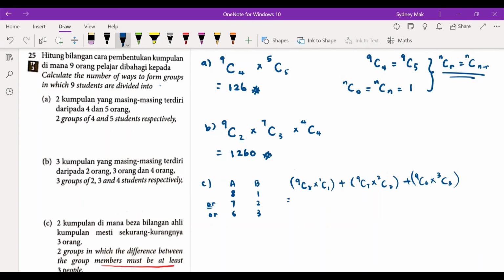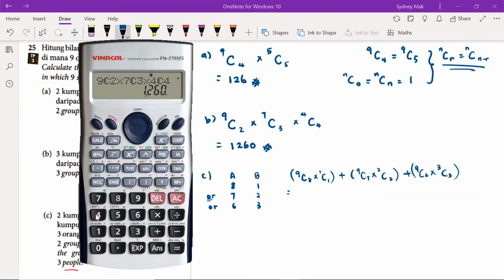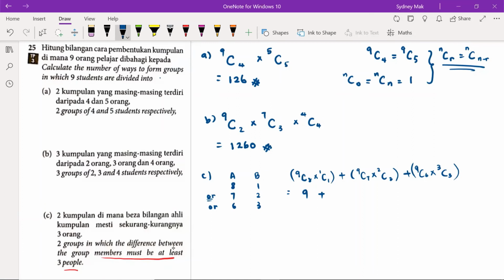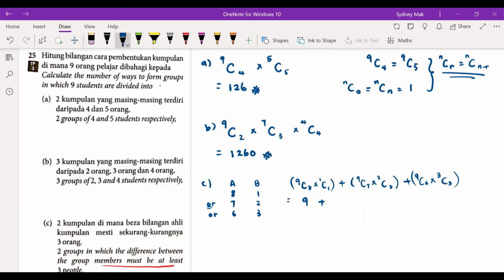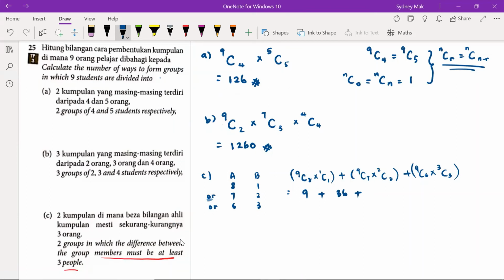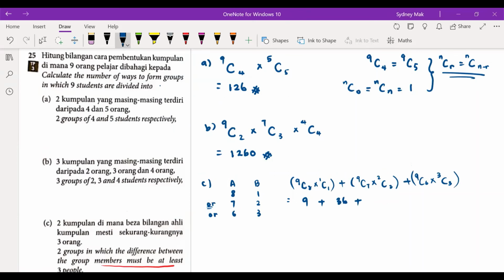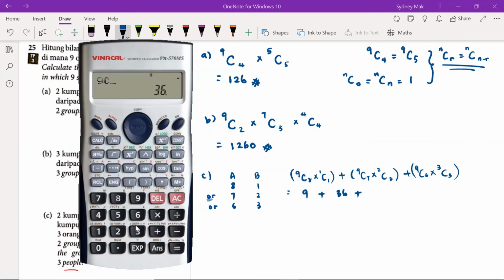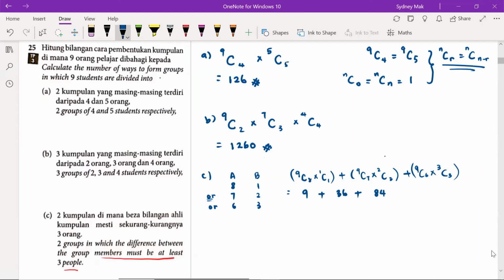Let's just put them together. We put 9C8, so 9 ways to choose this. And then 9C7, 36 ways. And then the third scenario, we have 9C6, 84 ways. I don't key in the last factors because I know they will be 1, so no point keying in.